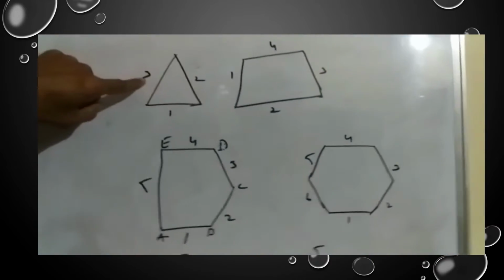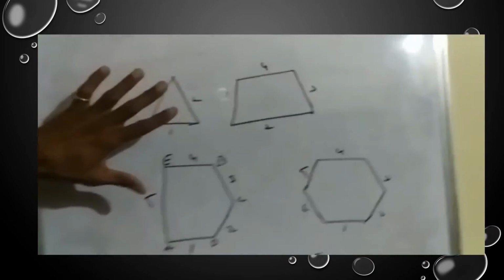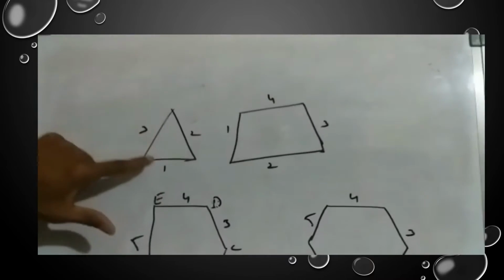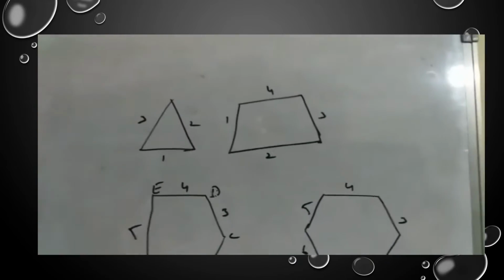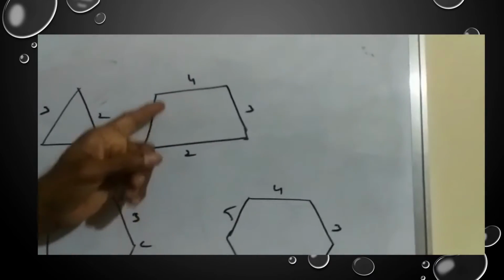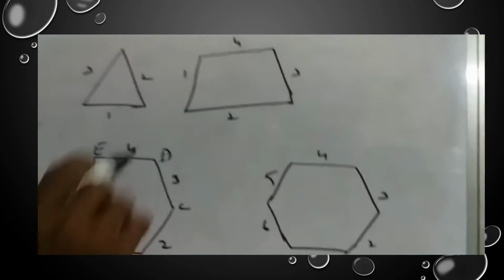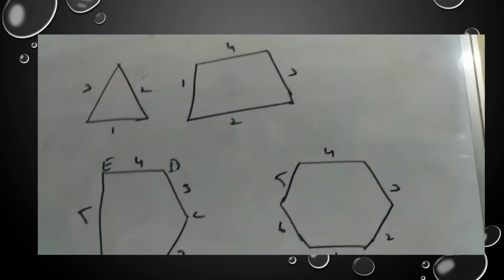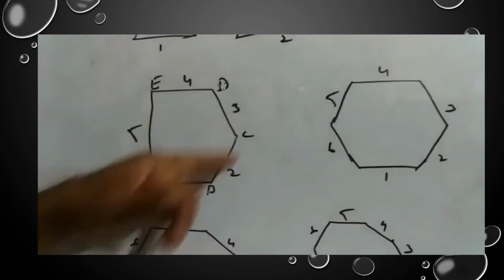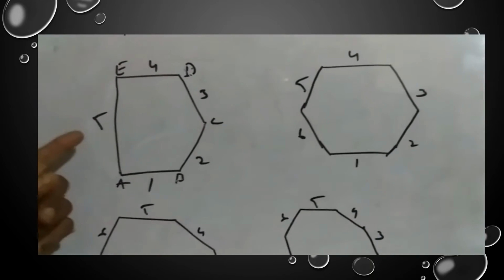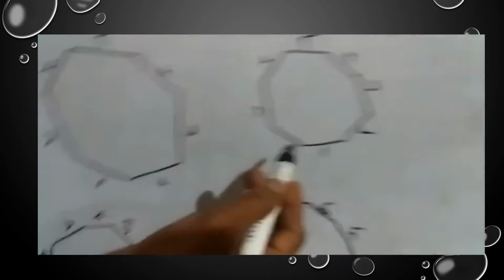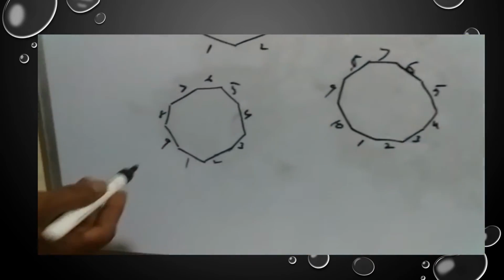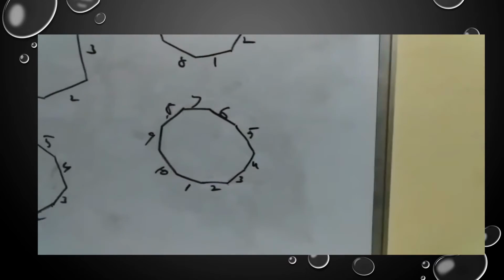Here three line segments are there. A polygon with three sides is called a triangle. Here four sides are there. A polygon with four sides is called a quadrilateral. How many sides are there here? Five sides, so it is a pentagon. A polygon with five sides is called a pentagon. Like this, six sides hexagon, seven sides heptagon, eight sides octagon, nine sides nonagon, ten sides decagon.